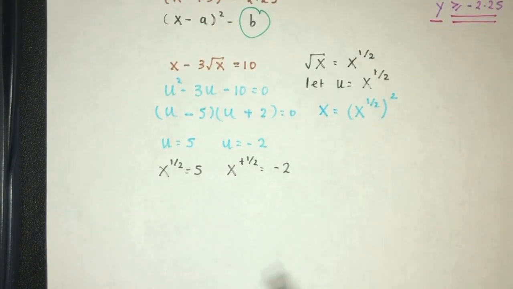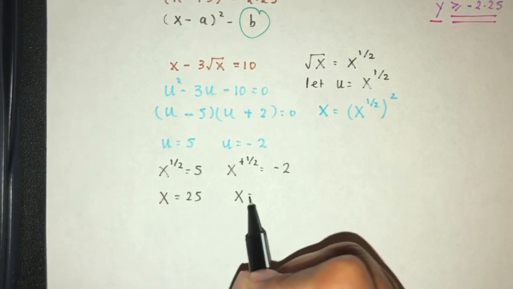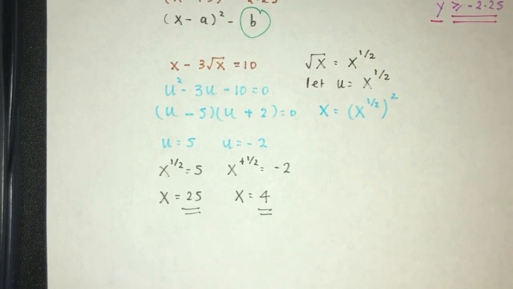So for this half, we have to square both sides. You will have x that will be 25. x will be the value of 4. These are the values of x that we have for this equation.